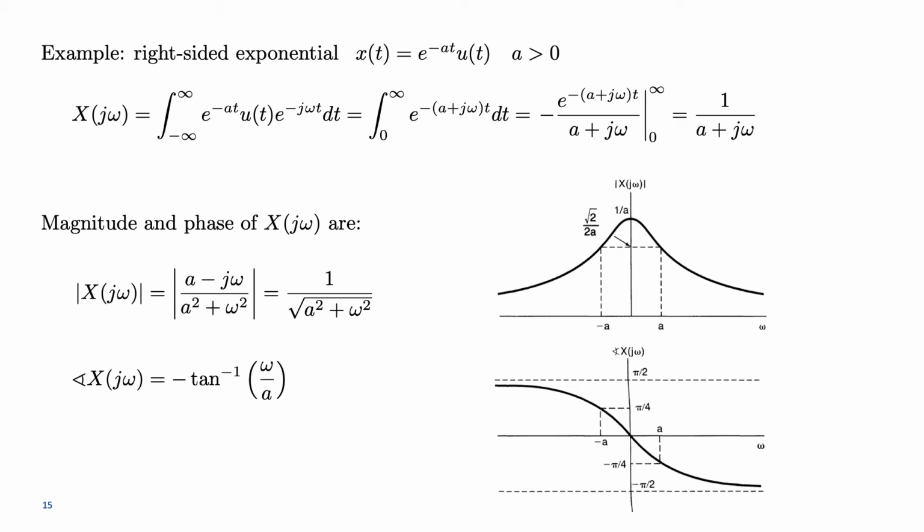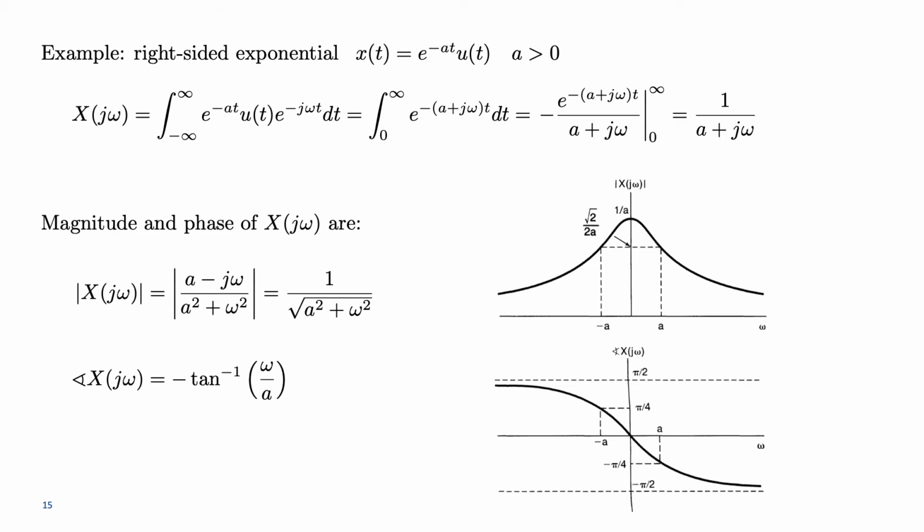So to represent the magnitude conveniently, one way I like to apply is to multiply numerator and denominator, in this case, by the complex conjugate of the denominator. Then I obtain what you can see on this slide, that the magnitude is 1 over square root of a squared plus omega squared. What does this look like?